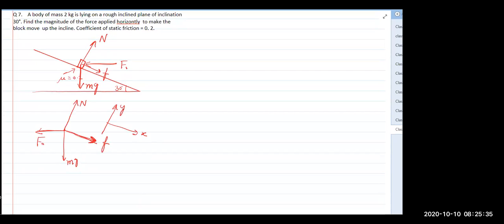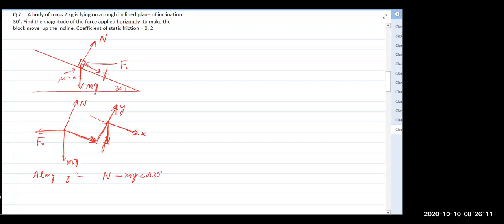So first we are writing along y. What are the different forces along y? You can see along plus y direction there is a normal. Normal is along this line. Then mg is like this. So the mg component along negative y direction is mg cos 30 degrees.